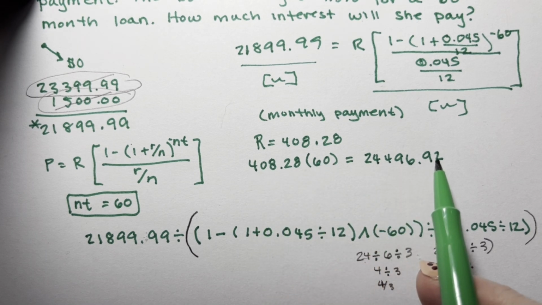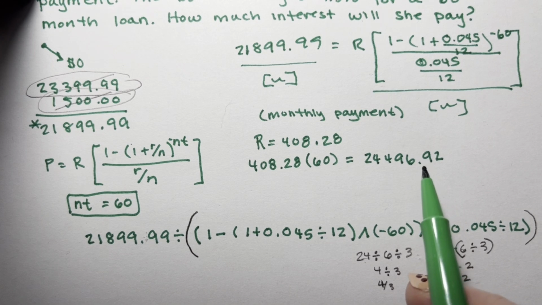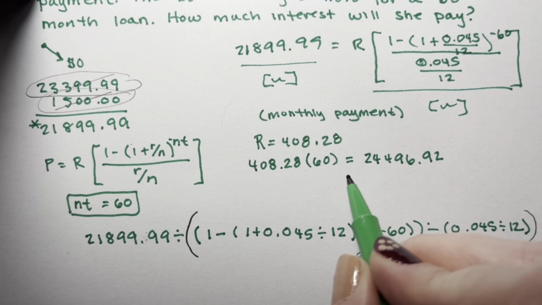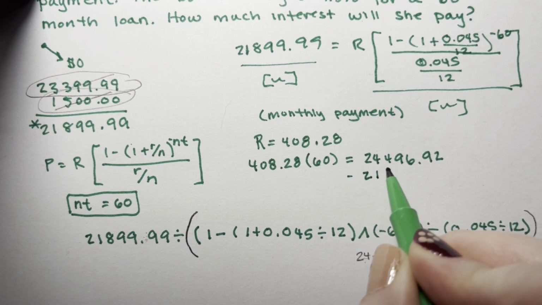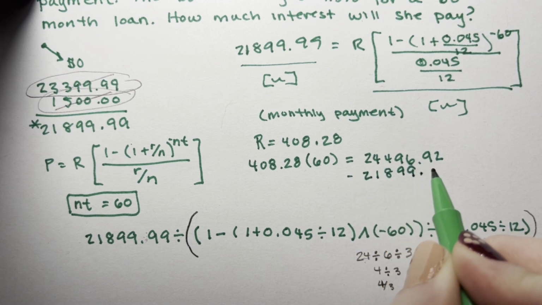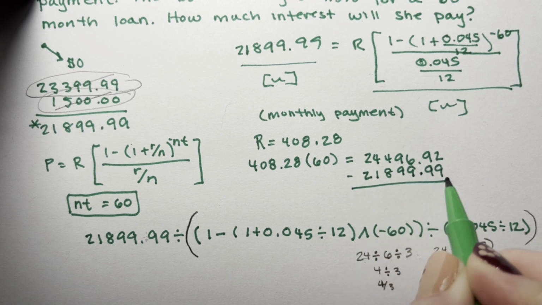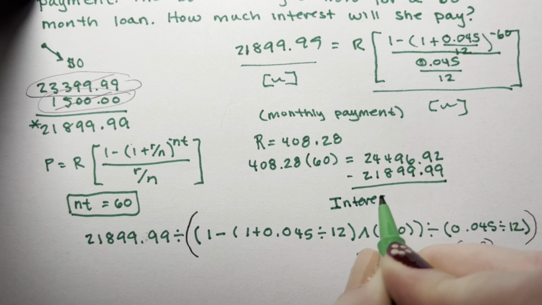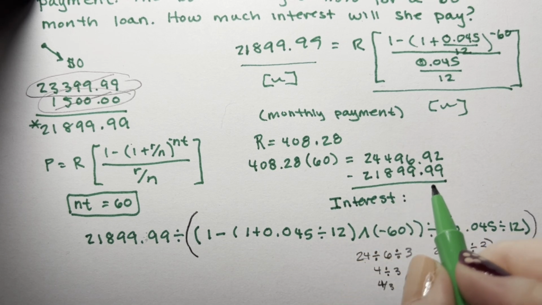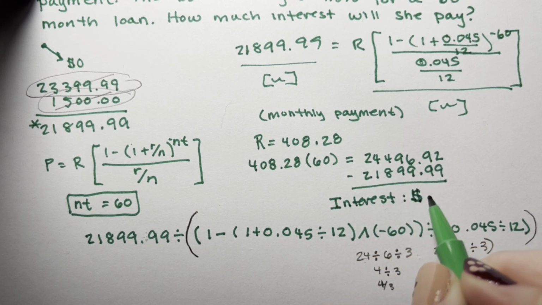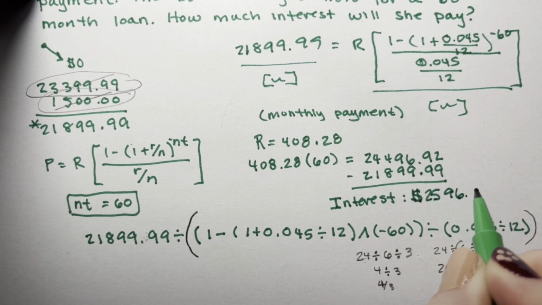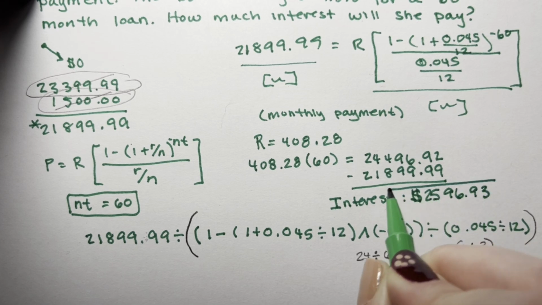You actually pay more because this is how the bank makes its money, by giving you a loan. If we subtract off the loan amount, so we subtract $21,899.99, we find out that the interest is $2,596.93.